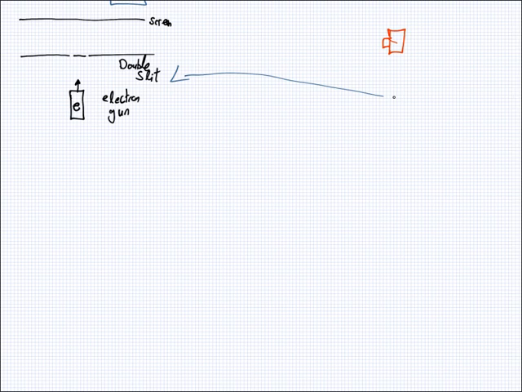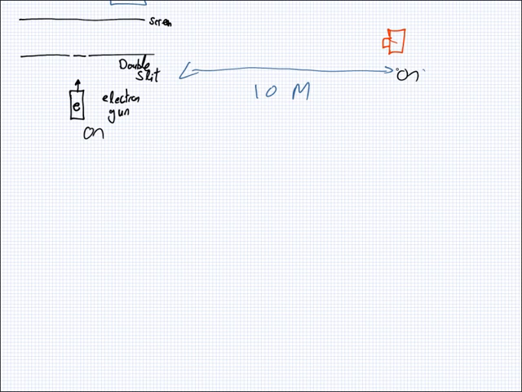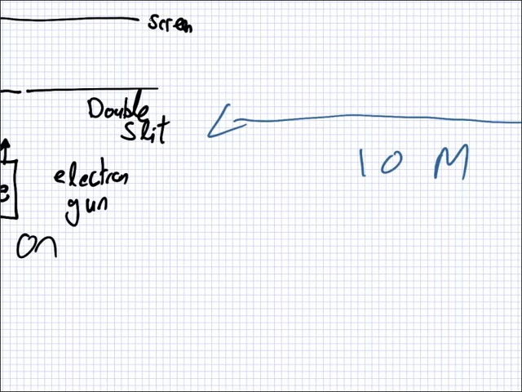So maybe this could be 10 meters. Is that what you mean? Yeah, or whatever. And you're not here, you're gone, and you leave it. You turn this on, and you go. Oh, interesting. So what do we think? Wave or particle? Particle, because the camera is observing.